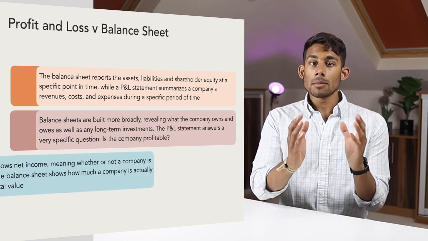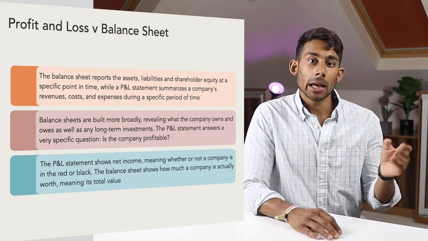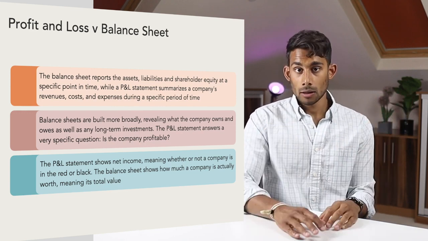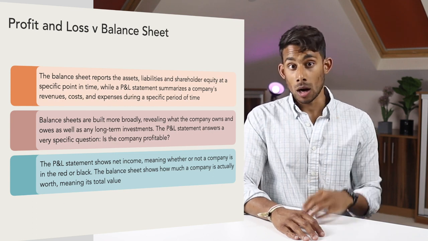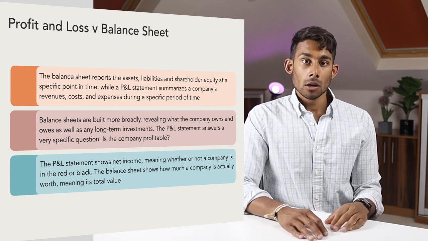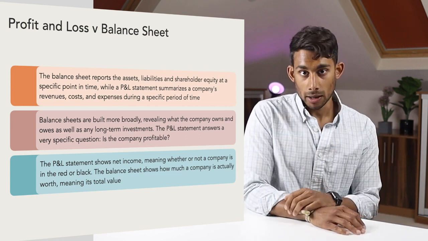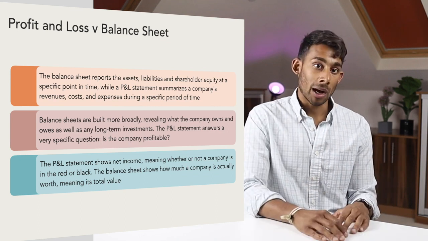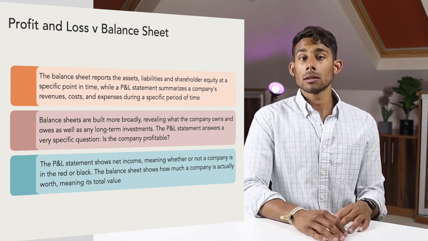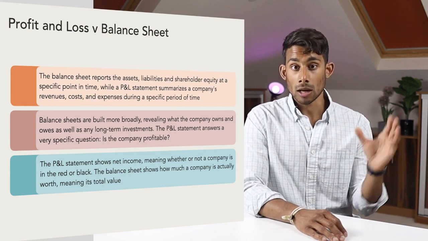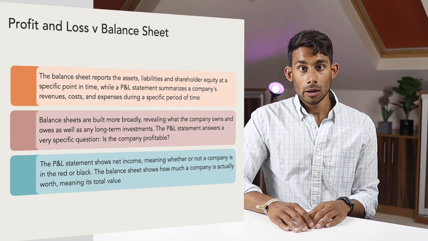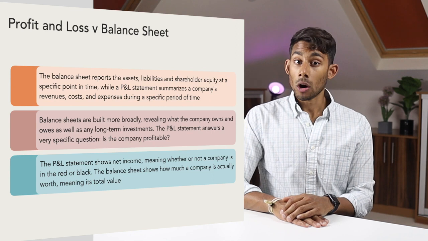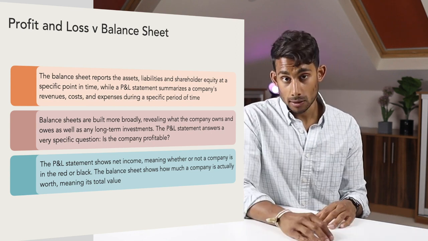In terms of profit versus total value, the P&L statement shows net income, meaning whether or not a company is in the red or black. And the balance sheet shows how much a company is actually worth, meaning its total value. Though both of these are a little oversimplified, this is often how the P&L statement and the balance sheet tend to be interpreted by investors and lenders. It's important to note that investors should be careful to not confuse earnings and profit with cash flow. It's possible for a firm to operate profitably without generating cash flow, or to generate cash flow without producing profits.